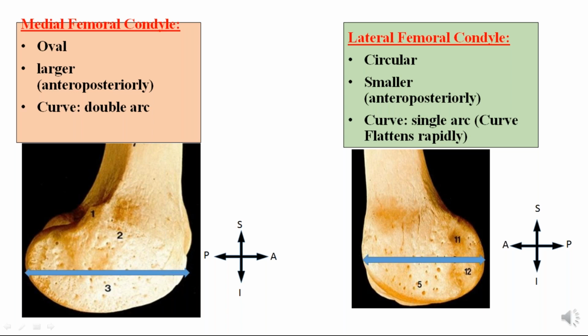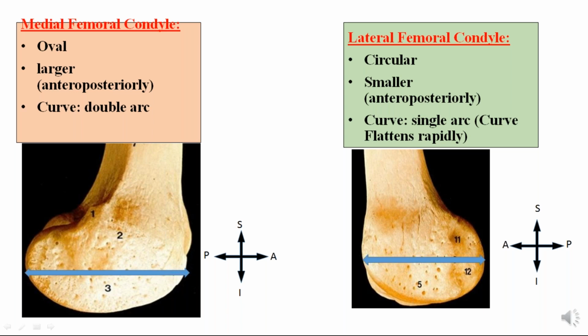The curvature in both medial and the lateral femoral condyle is flatter in the anterior part and more curved in the posterior part. Here also it is flatter in the anterior part, more curved in the posterior part. But we can see clearly that in the lateral femoral condyle, the curvature is flattening rapidly, making it a single arc. Whereas in the medial femoral condyle, the curvature flattens gradually. A double arc is formed in the medial femoral condyle.